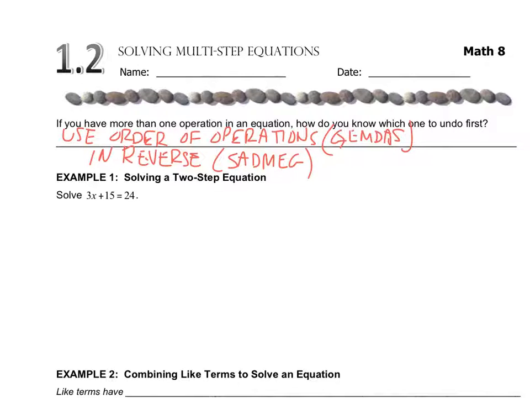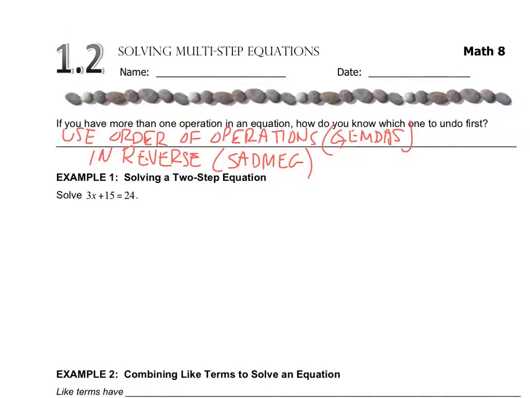Remember, we refer to that as GEMDAS. G stands for groupings, E for exponents, multiplying and dividing is your MD, and addition, subtraction are your AS. So we're still using those operations, but now we're going to use them in reverse, which, if you want to try to remember that, is SADMEG, poor Meg. So the SA is actually the first thing that we would undo.